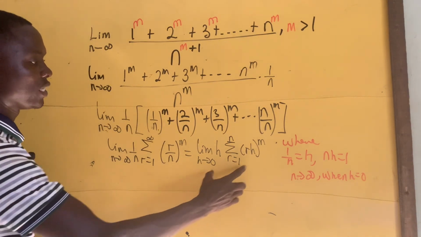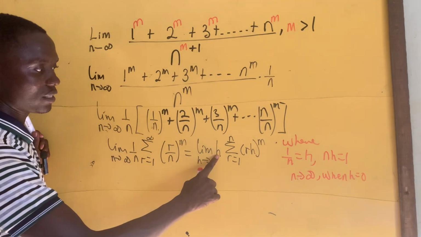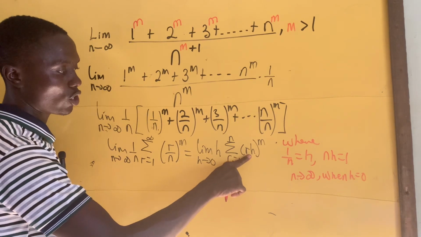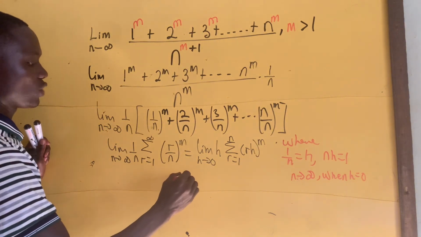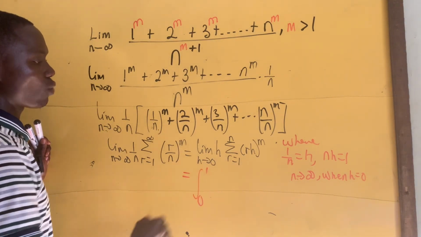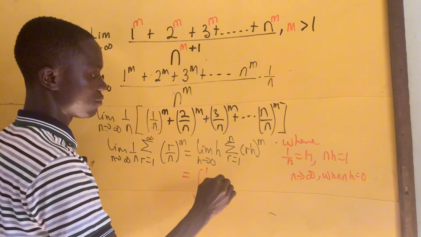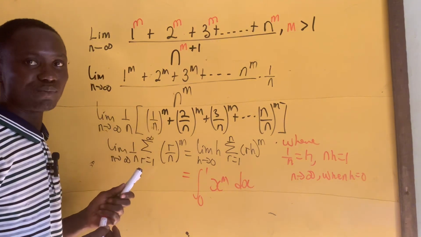Okay, so from here, we're going to have h to be our dx and rh to be our x. So let's see how we do that. This is going to give us the integral from 0 up to 1. rh is x, then we have power m. Then h becomes dx, in a very simple way.